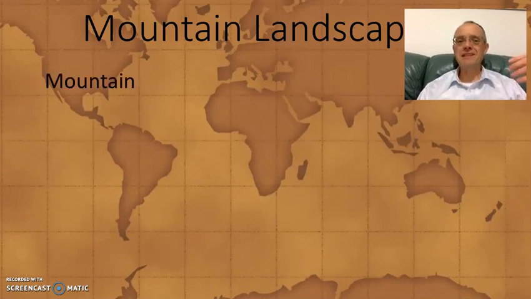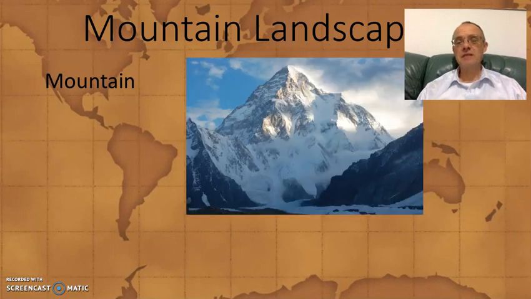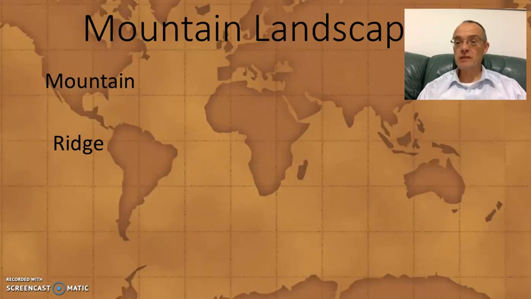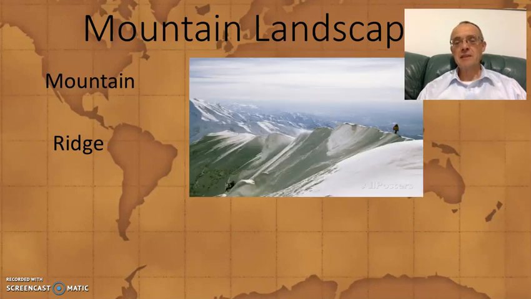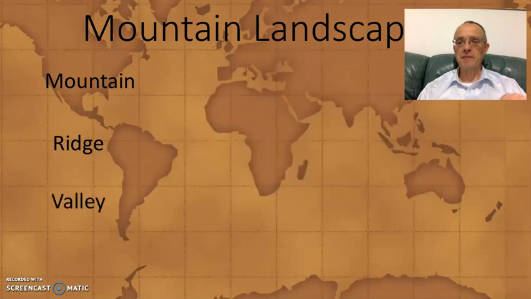So in a mountain landscape, obviously, we get a mountain. A mountain is a raised piece of land that generally comes to a peak, a point at the top. Now, a ridge is another landform within a mountain landscape, where two bits of raised land come together to form a continuous raised piece of land. It doesn't come to a point at the top, it's continuous and it joins two sides together. So it's a ridge line. See that person walking on one there.